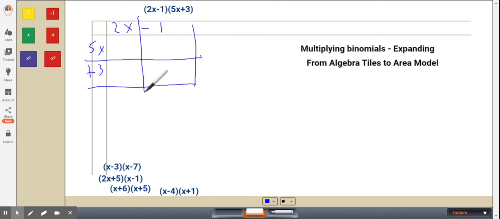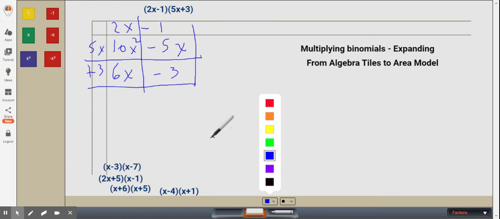And set up just like before. The product, it doesn't matter what it is, it's the same. Now here I have 5x times 2x. Well, that's going to be 10x squared. Always the square term top left. And then negative 5x times negative 1 is going to be negative 5x. And 3 times 2x is going to be 6x. And finally, 3 times negative 1 is going to be negative 3. And there it is, our expansion.